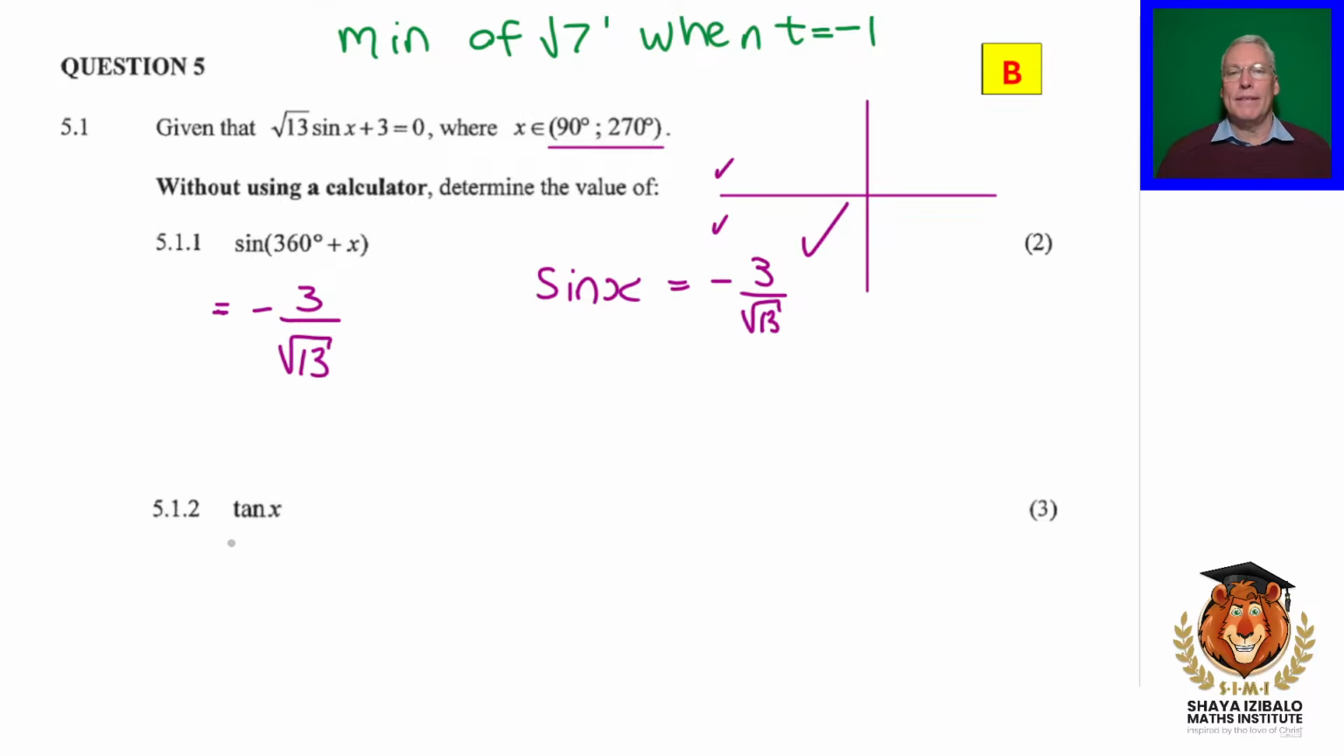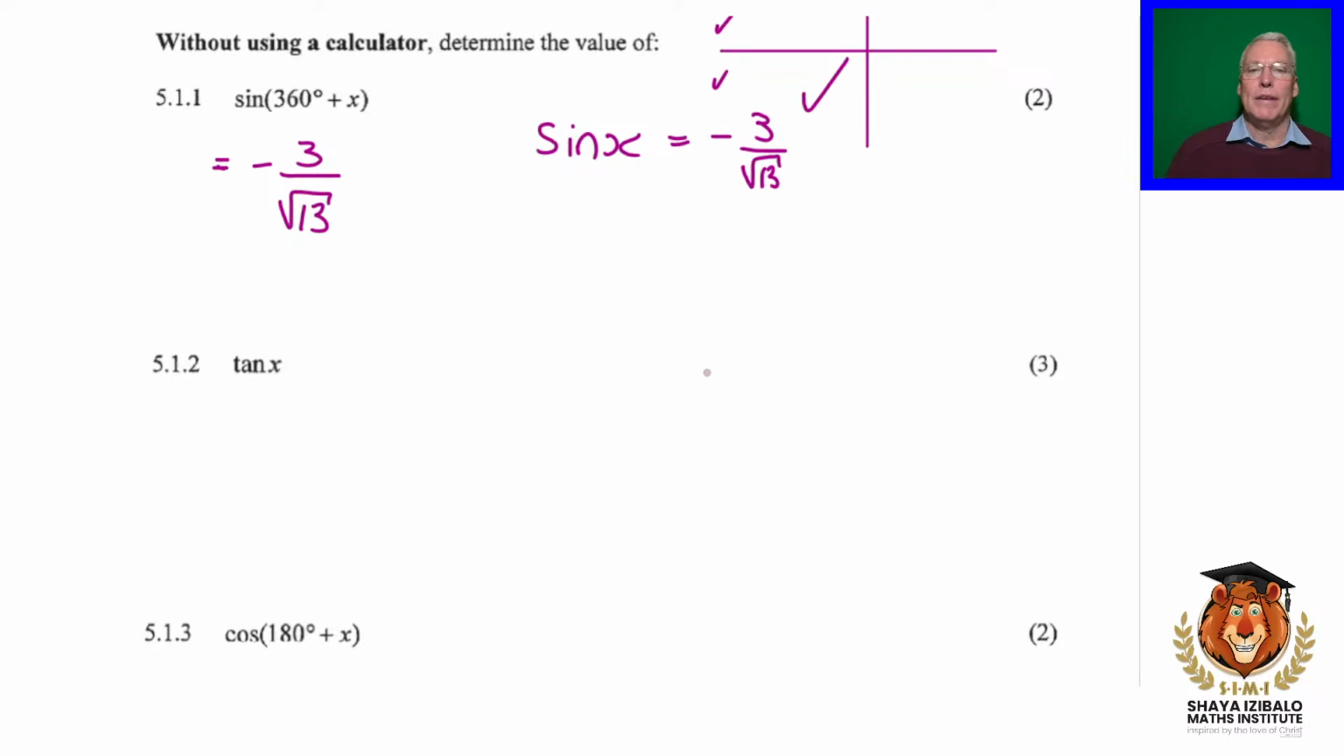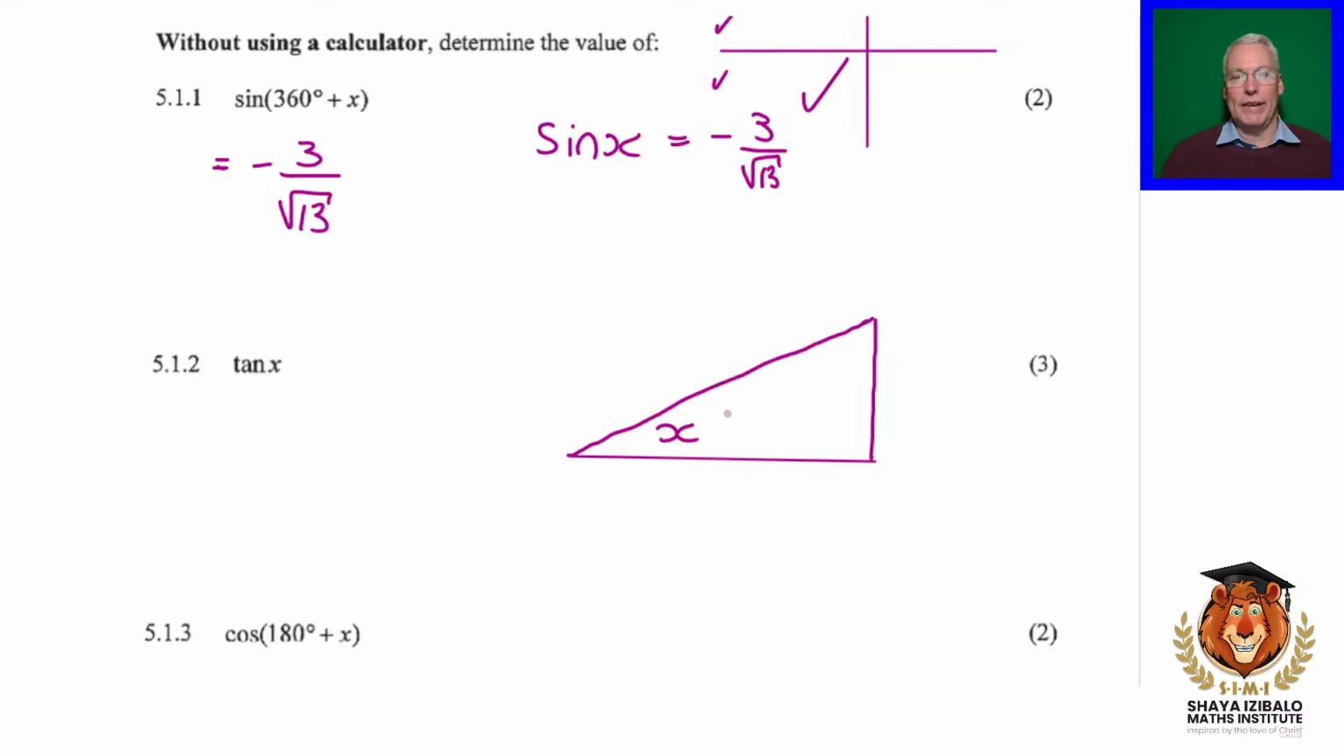Then tan x. What we need for tan x is a little picture for ourselves. Remember that sine x equals negative 3 over root 13. Thinking of a key angle in the first quadrant, sine is our y value over our r value, and so we actually get an x value of 2. So tan of x will be y over x, which is 3 over 2, but remember we're in quadrant 3, so it will be negative 3 over 2.